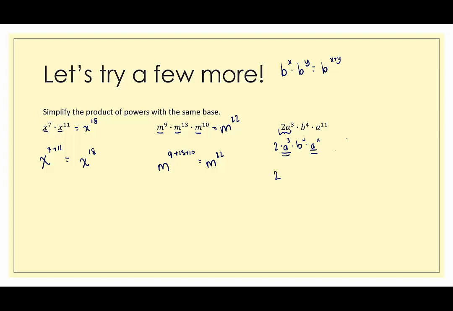Here I have a to the third, so I'm going to pull my a's out together. We have a to the third and a to the 11th. So that'd be a to the 3 plus 11, and that would give us a to the 14th. We have a to the 14th, and then we're just going to bring that b down. We have nothing to combine it with, just like we didn't with the 2, and these would be our final answers. So this is same base multiplication.